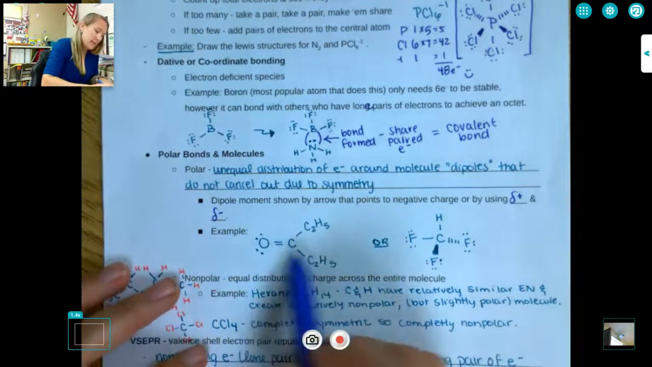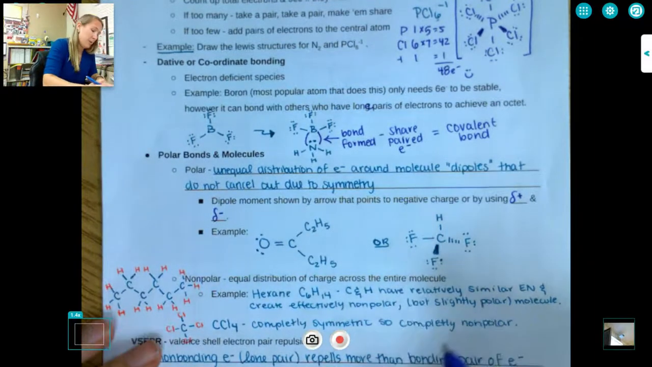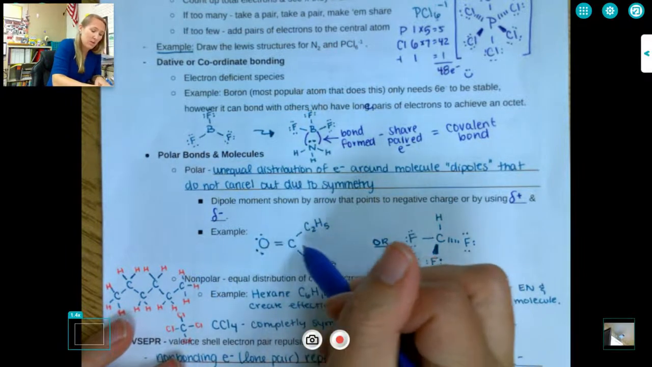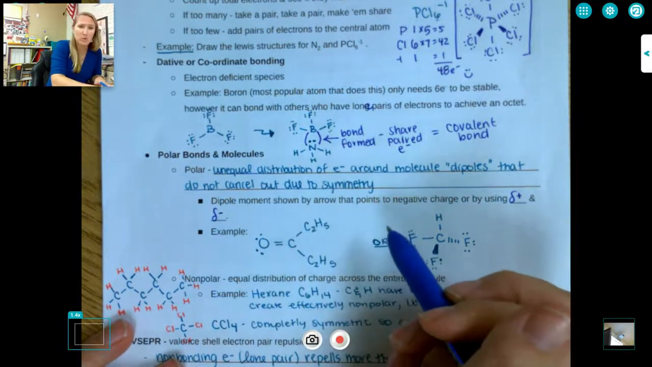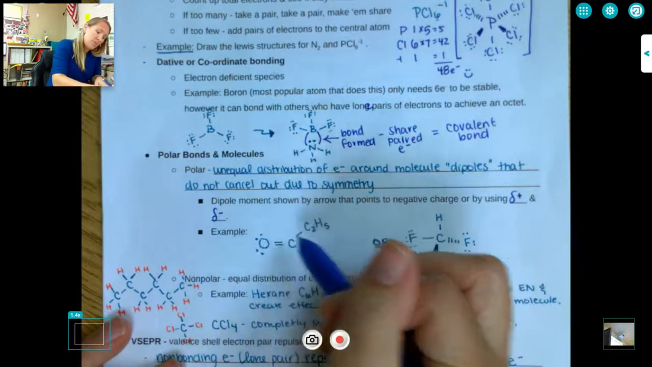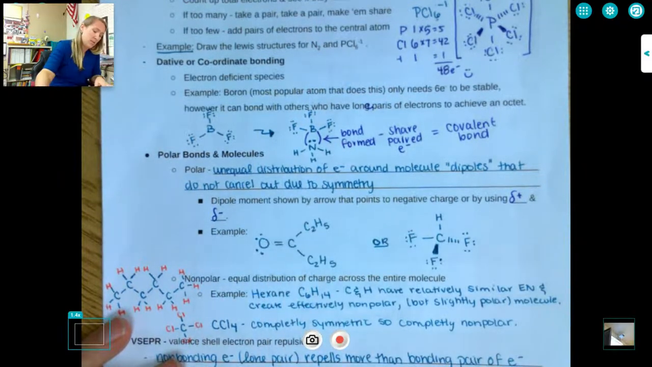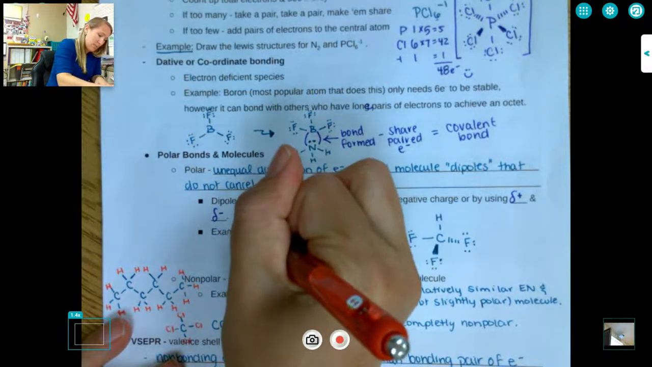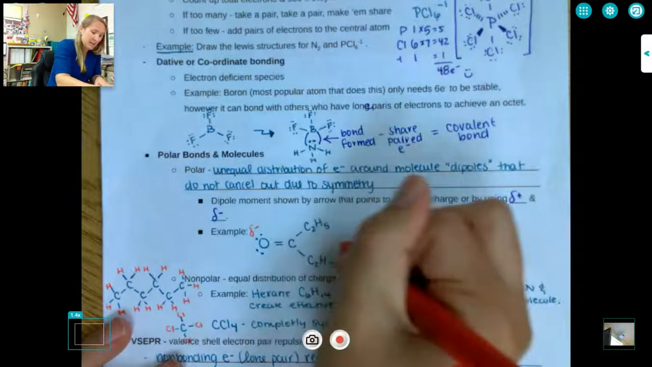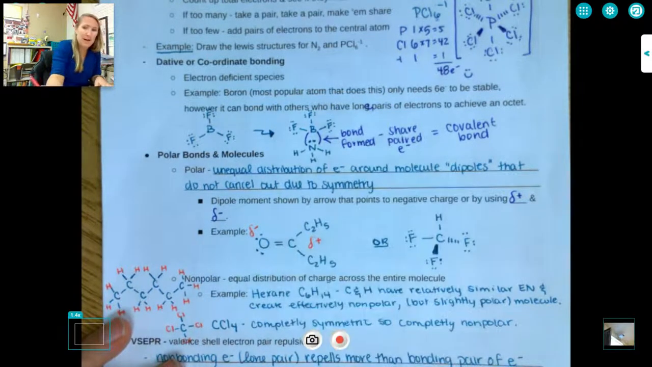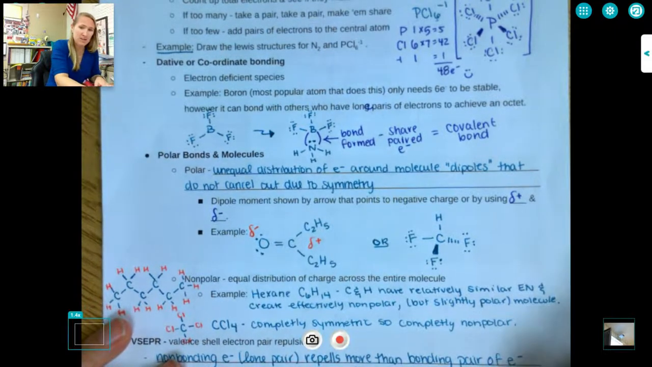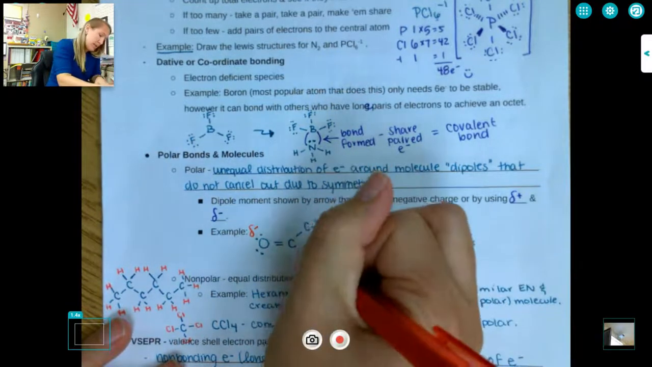So if I was looking at these two examples here, I can see that oxygen is much more electronegative than my carbons and also than hydrogens. So most of my electrons are going to hang out over here by my oxygens. So I'm going to say that this is my partial negative side, and this side over here is my partial positive side because we're going to have less electrons. So I can show that by drawing in my partial positive and negative, or I can draw an arrow.